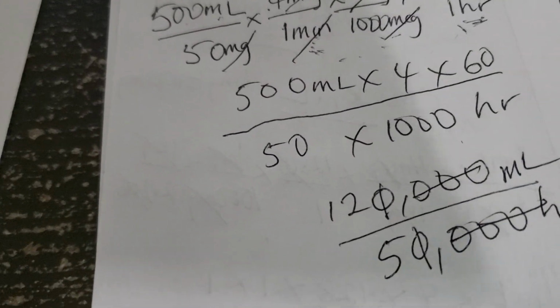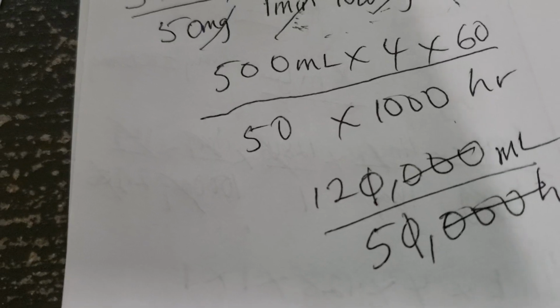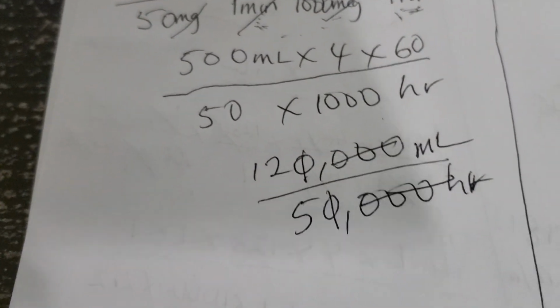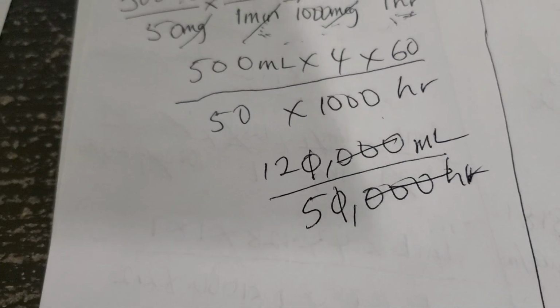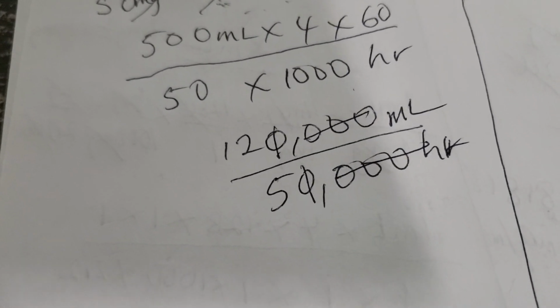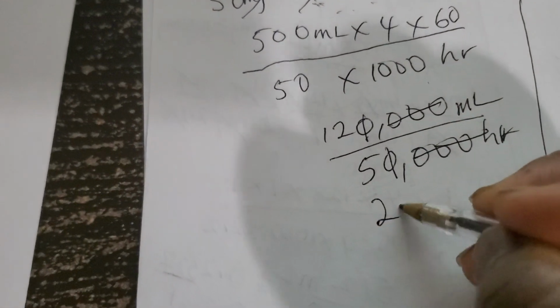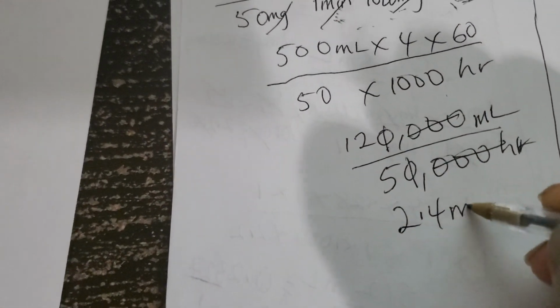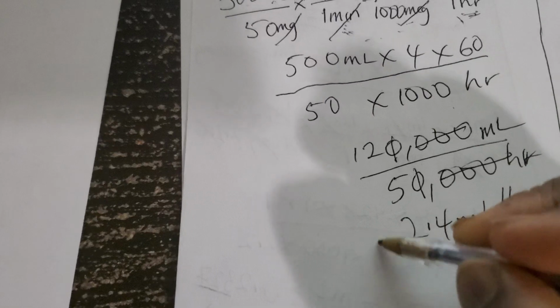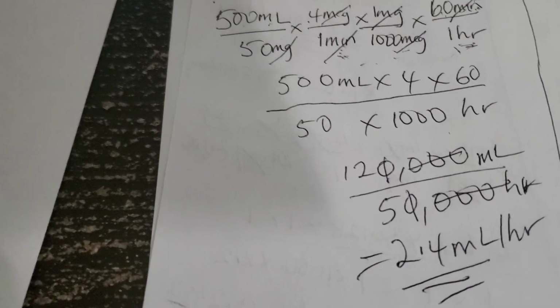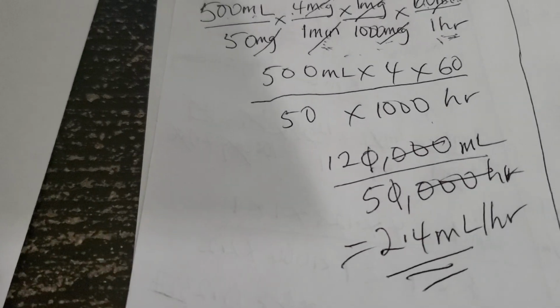Now let's see. 120,000. Okay. 120,000 divided by 50,000 should give us 2.4 ml per hour. Did you get 2.4? I hope you did. I really hope you did.